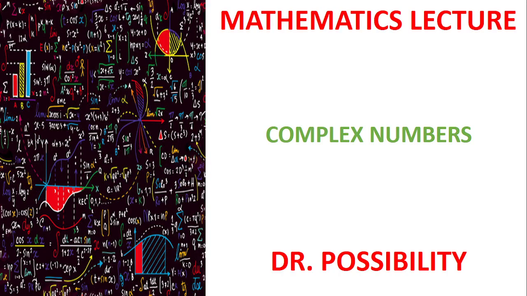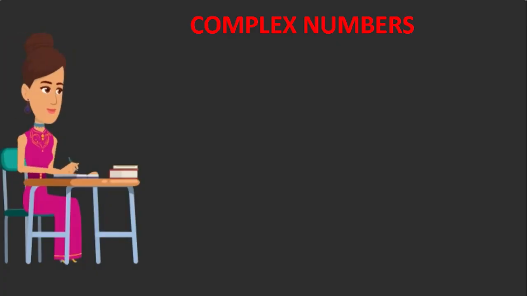So in today's class, we are simply going to look at complex numbers. In the previous class we looked at irrational numbers, and now we are moving on to complex numbers. After we do complex numbers, we'll start looking at surds and their manipulations. So what are complex numbers?